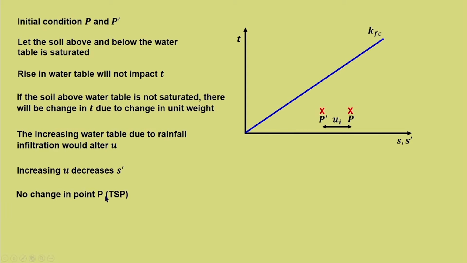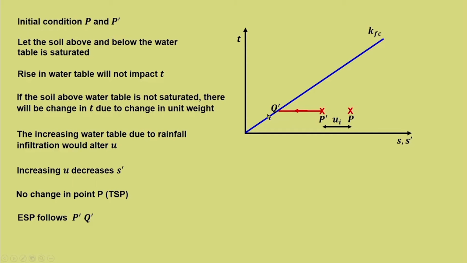So, no change in point P, that is, the total stress point is not going to change. ESP follows P dash Q dash. Now, there is no change in T, but S dash decreases, which means that the stress path will be in this direction, and that P dash Q dash gives the respective effective stress path. Now, there is no requirement that Q dash has to be always on K.